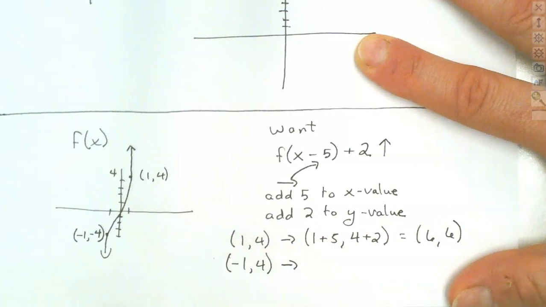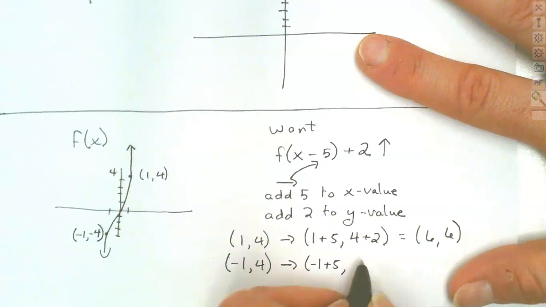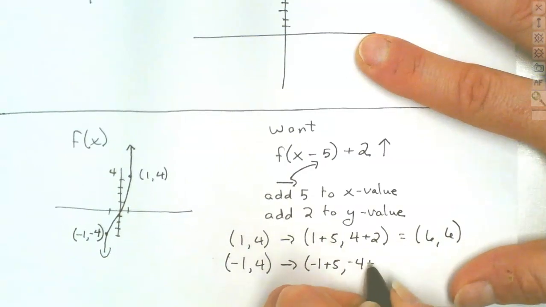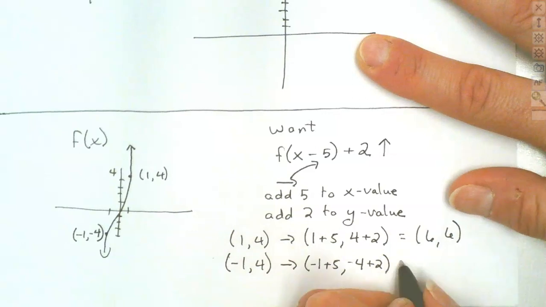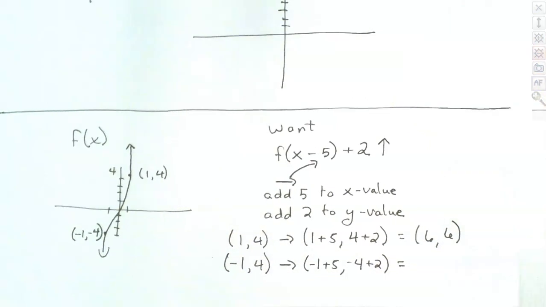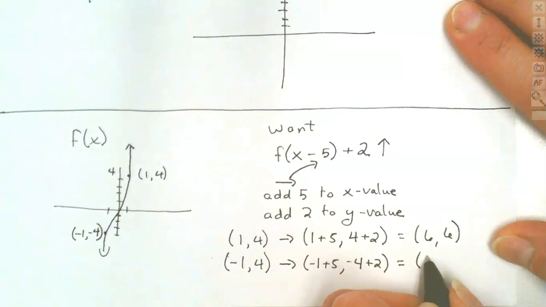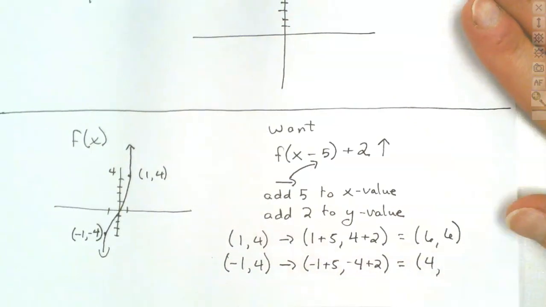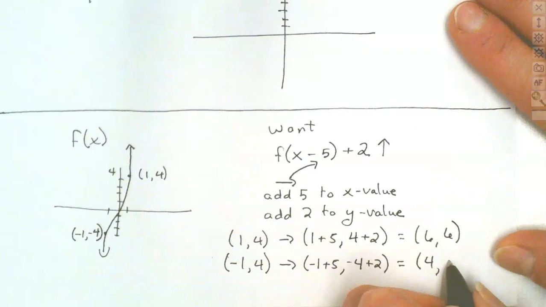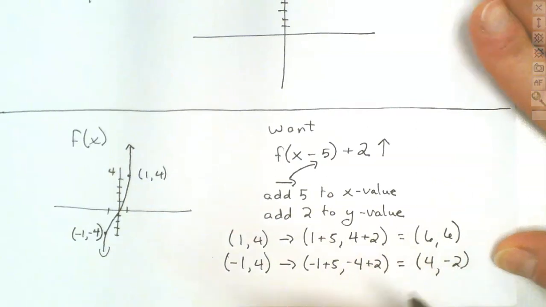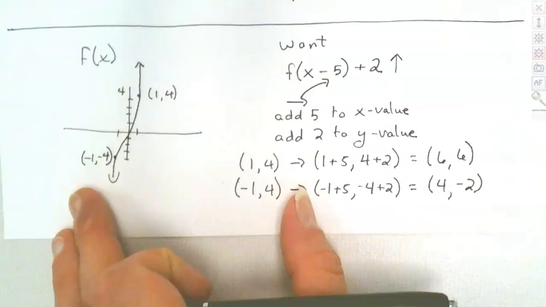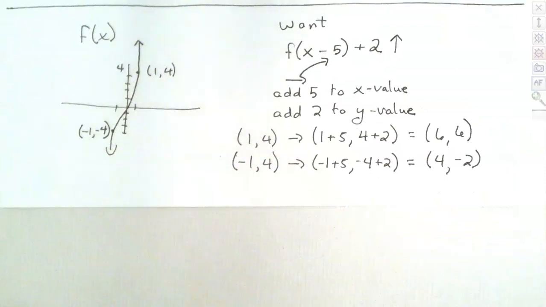So we're going to have to add 5 to the x value, and then we're going to have to add 2 to the y value. And -1 plus 5 makes it 4, and -4 plus 2 makes it a -2. Now we've got our points, and we can shift our graph around.